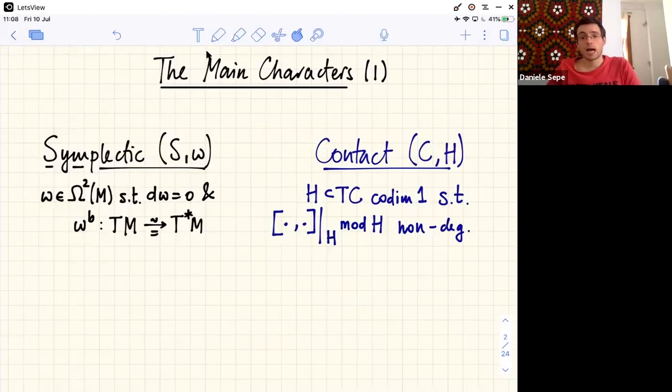Okay, I believe this community studies, amongst other things, symplectic and contact manifolds. Let me remind you, just to establish the notation, what a symplectic manifold is and what a contact manifold is. A symplectic manifold is a manifold endowed with a two-form that is closed and non-degenerate. And we know that the second condition implies that the manifold has to be even dimensional.